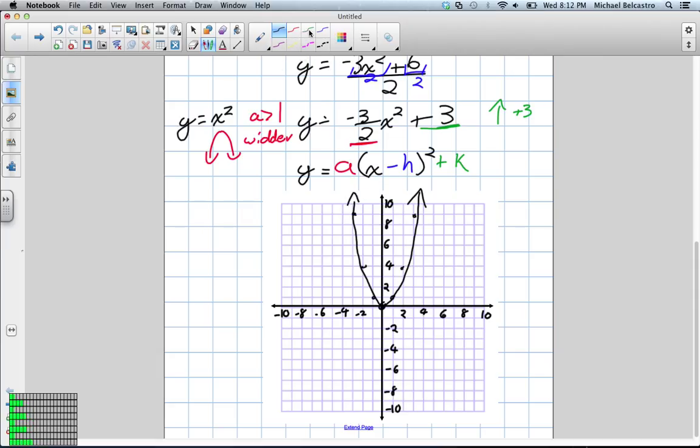It's not quite perfect, but the vertex is going up 3 units. So it no longer starts here. It goes up 1, 2, 3. And then from there, it's going down. Now, we could draw this perfectly, and I'll show you how to draw it perfectly, but for domain, it's actually not going to make a big difference.